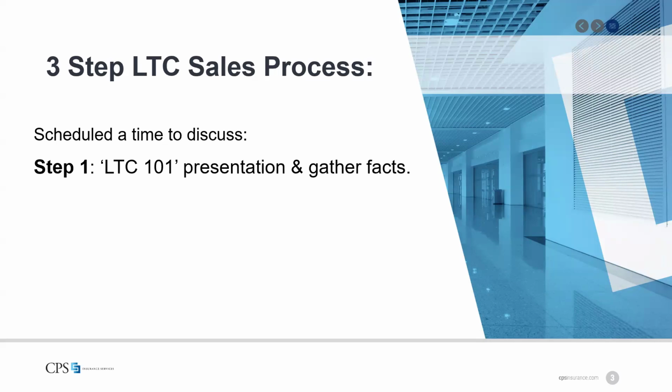In that first meeting, I also like to gather some facts. So after I make that presentation, I like to get a little bit of the basics, right? Do they have any experience with a friend or family member needing care? What does their family history look like? If they had a choice, where would they like to receive care? They want to be at home. That's an important question. Most people with a plan have a strong preference to receive care at home.